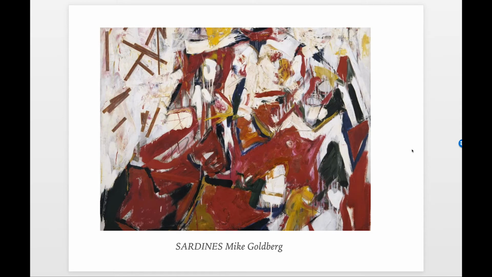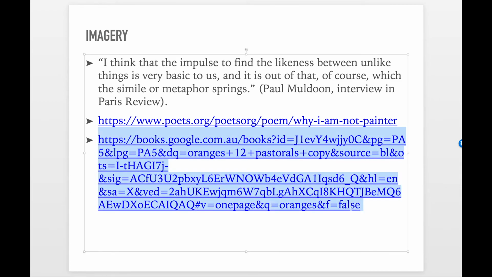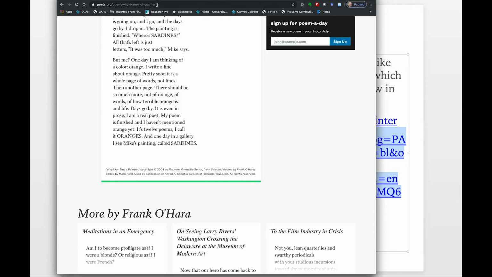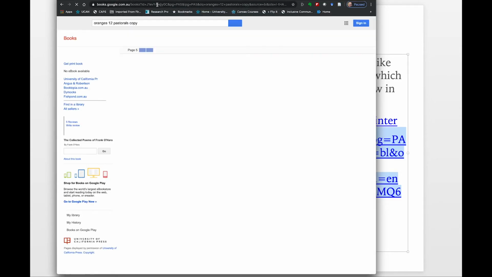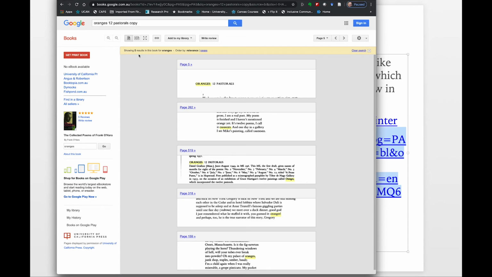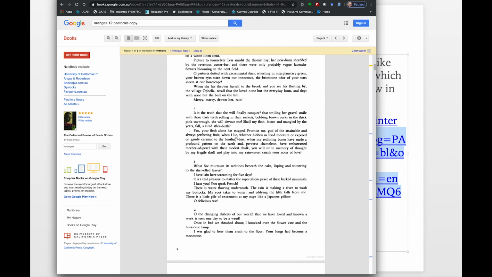Also in here we have a link to show you those 12 poems that O'Hara references. So here they are, Oranges, 12 pastorals. And you can see that, as he says in the poem, he's written them in prose.